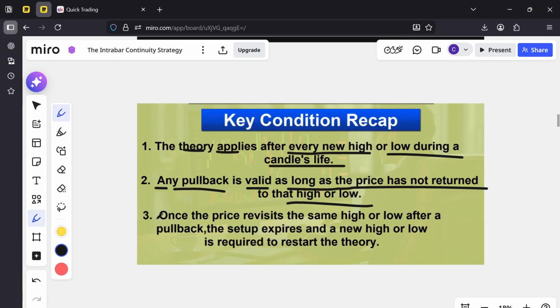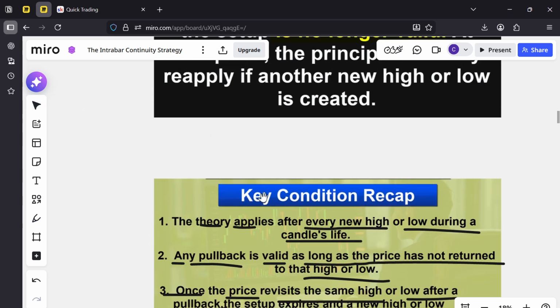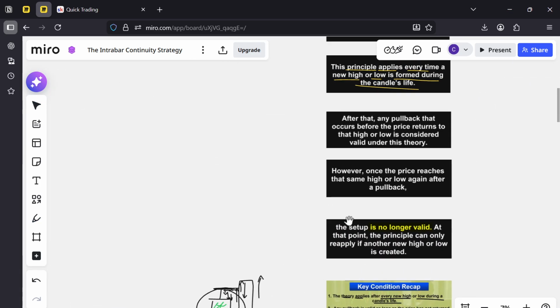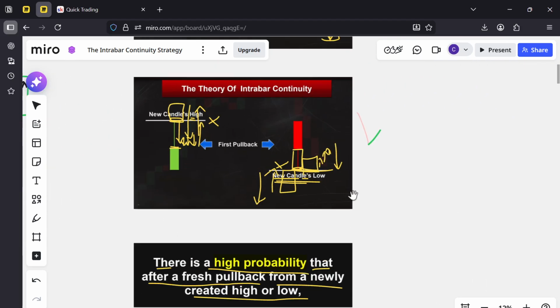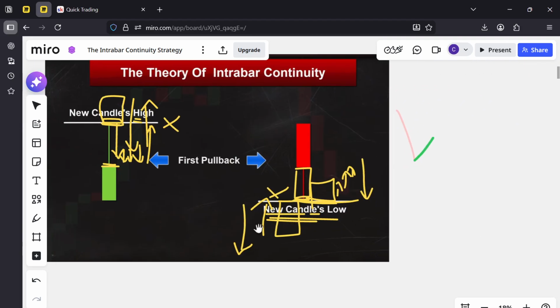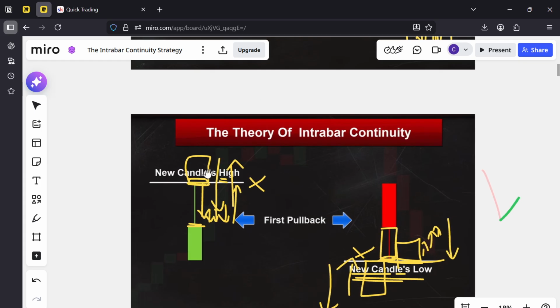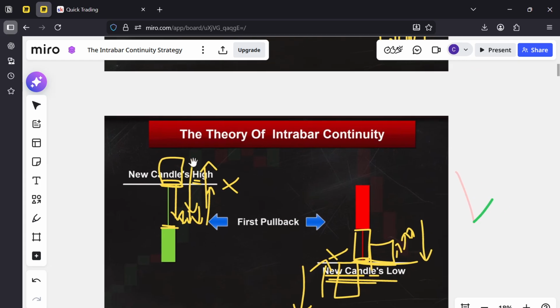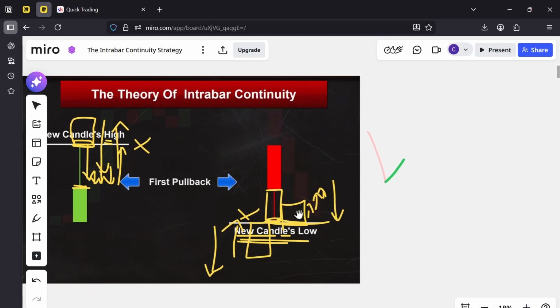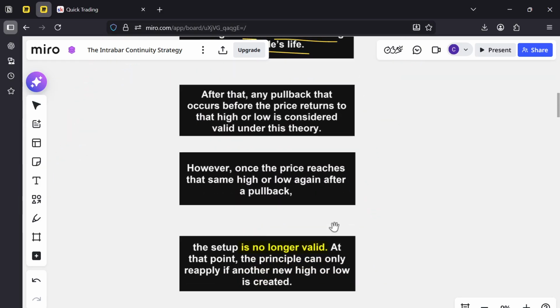Now, once the price revisits that same high or low after the pullback, the setup expires and a new high or low is required to restart the theory, which I explained somewhere over here. Yeah, where the only way you could have a new opportunity is if it broke a new high for a green candle and then retraced back down, and then you could take trades, right? If it touches this point here but it isn't creating new pullbacks, then you can't take the trade. Same here, it has to break that previous low into a lower low, wait for a pullback to come up, and then you take the trade down. That's exactly how it's going to work.